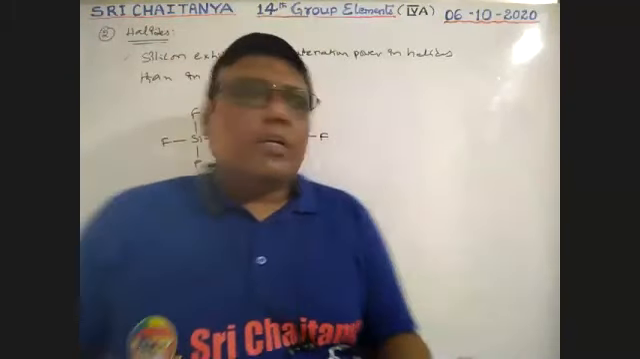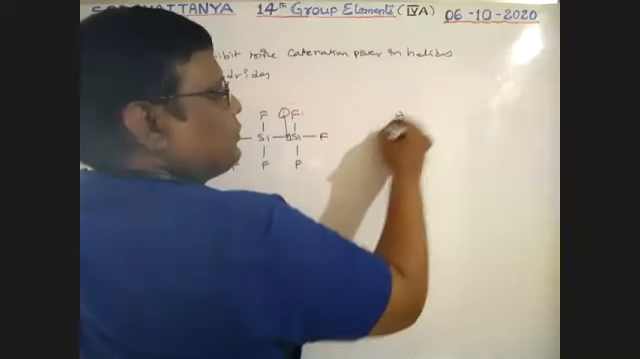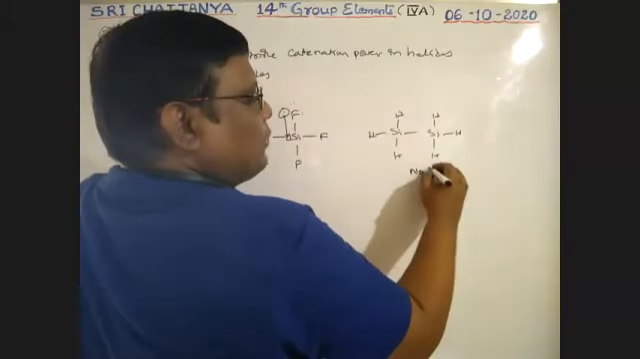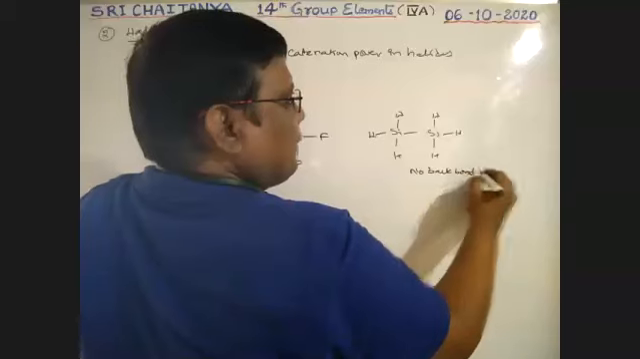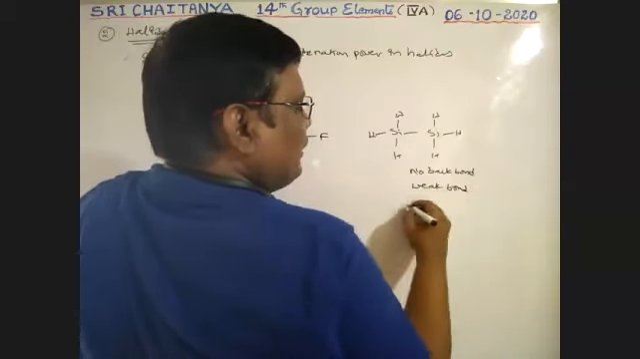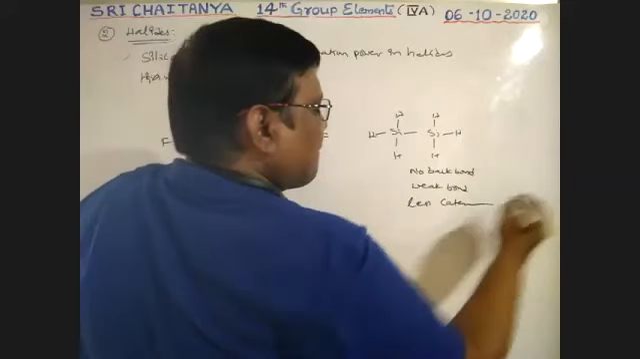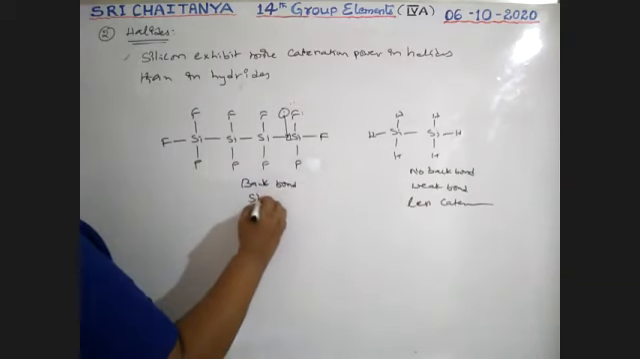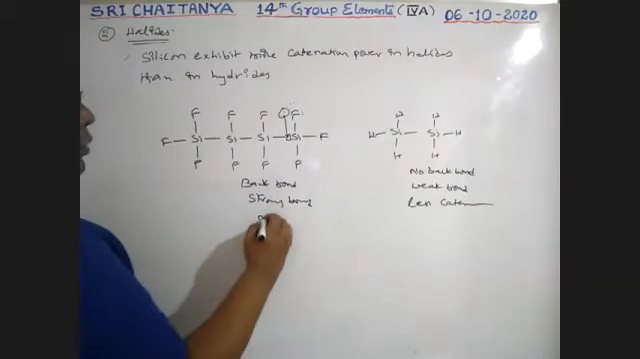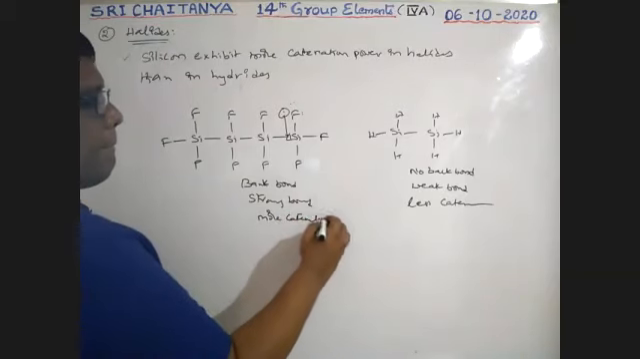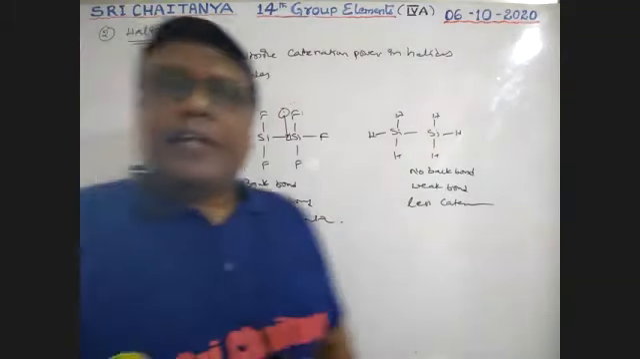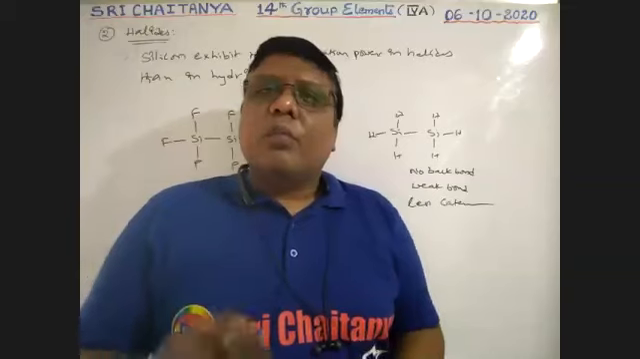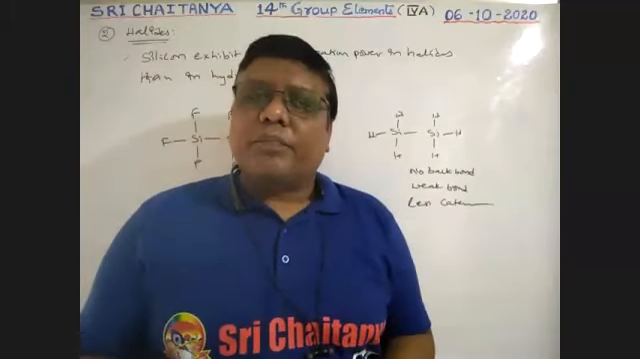In hydrogen compounds, see here, Si-H. So no back bonding. Weak bond, less catenation. But here, back bonding, strong bonding, more catenation. That is why in halogen compounds, silicon gives more catenation power, and it is very, very important. Next.